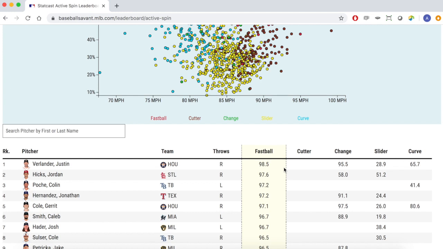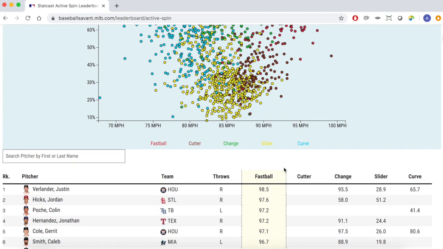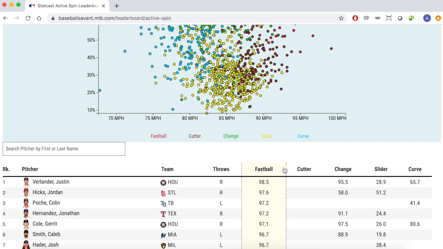So once again, we notice that fastball is even more truncated here, right? It's not sinker and four-seamer. It's just all fastballs.